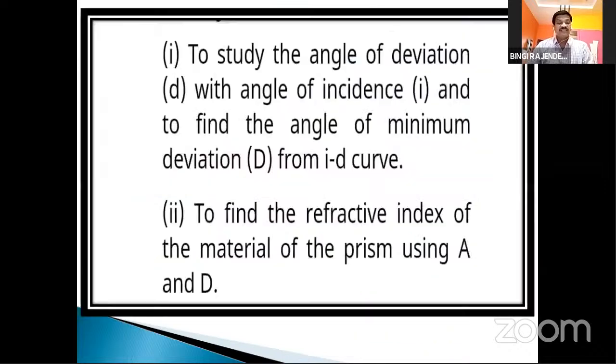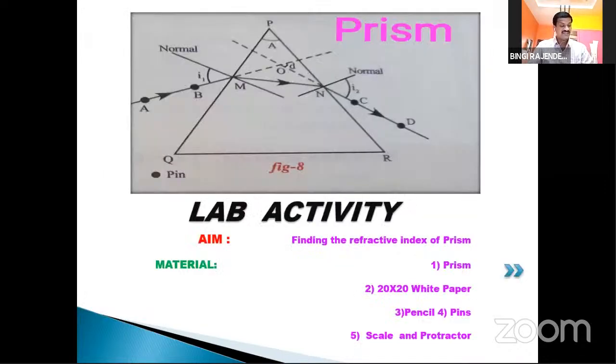So for the lab, in the textbook, there is a lab activity. For this lab activity, we are taking some materials. The lab activity aim is finding the refractive index of a given prism. Materials: one prism, 20 centimeters by 20 centimeters of white paper or chart, pencil, pins, scale, and protractor.